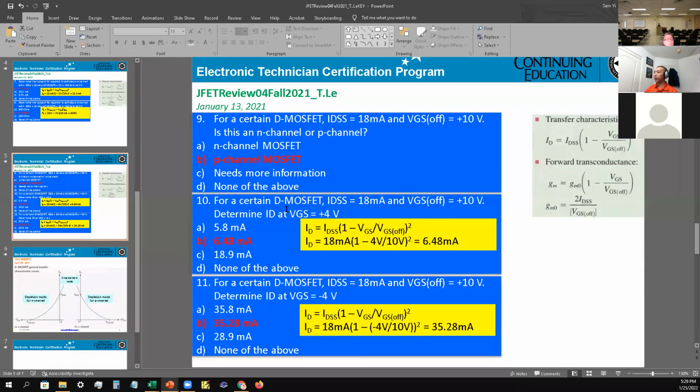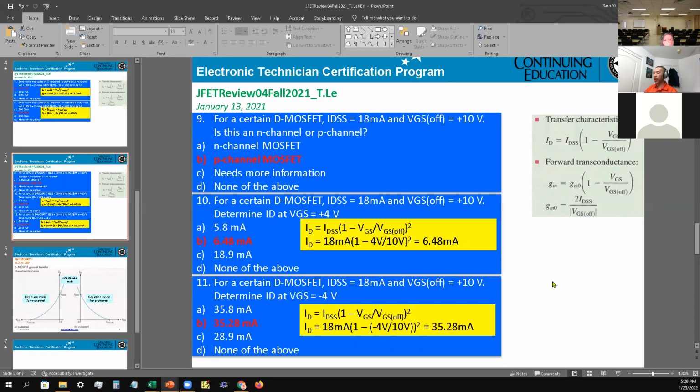Okay, 10, for a certain D MOSFET, IDSS equal to 18 milliamps and VGS off equal positive 10 volt, determine ID at VGS equal positive 4 volt. So we apply the transfer characteristic formula. Now ID equals 18 milliamps times the quantity 1 minus 4 volt divided by 10 volt, that quantity squared. You put it in your calculator, the answer comes to 6.48 milliamps. So the answer is B as in Bob for number 10.